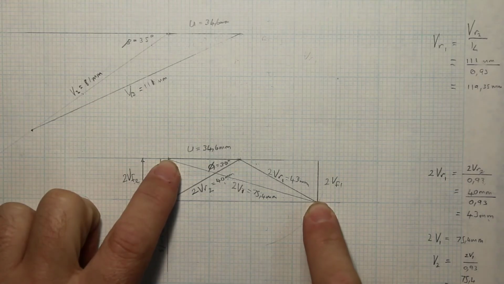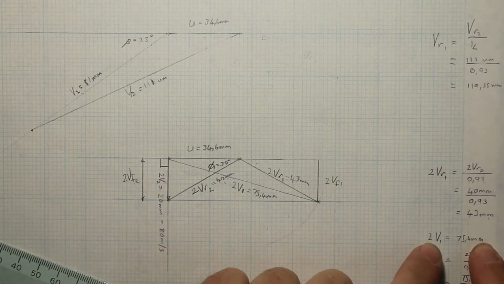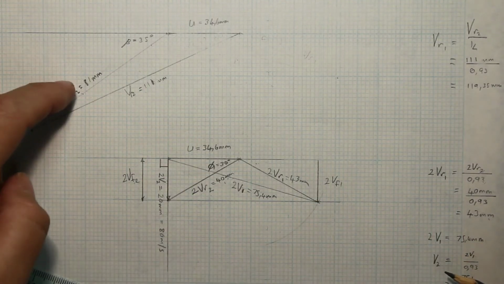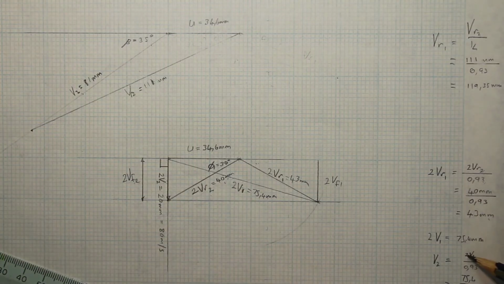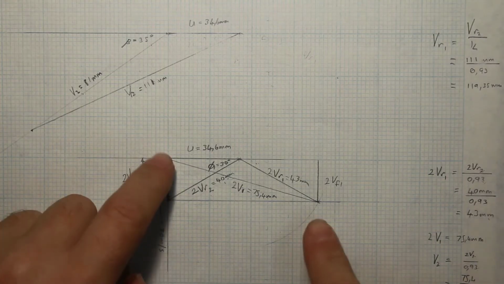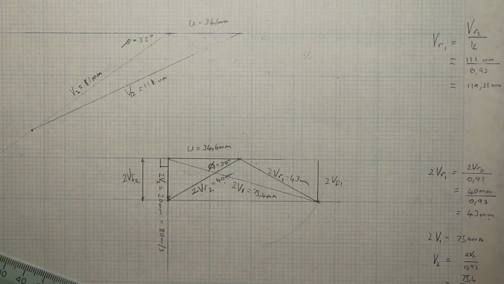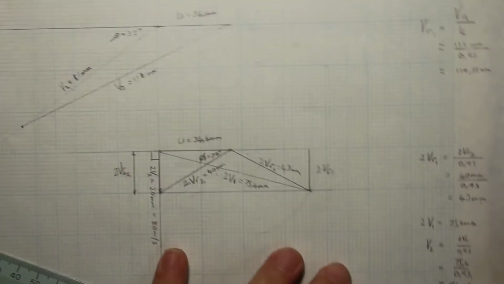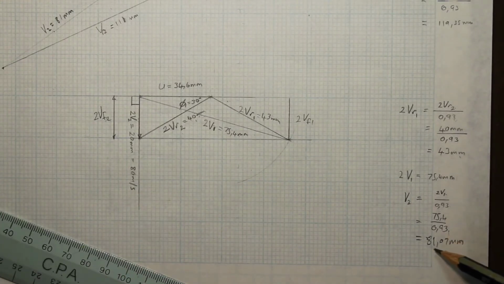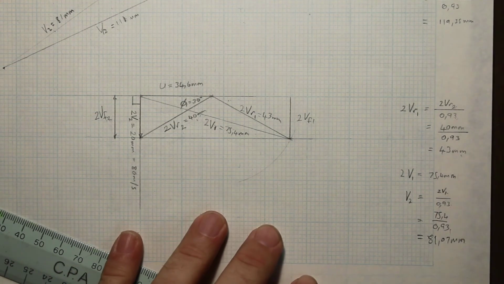So we calculate it. We know this is 75.4, and then V2 is going to be V1 over K. So that's 75.4 divided by 0.93. Sorry, it's out of camera. And then we get 81.07 millimeters. So again, it's increased because we're going backwards now. So it's what we expect.